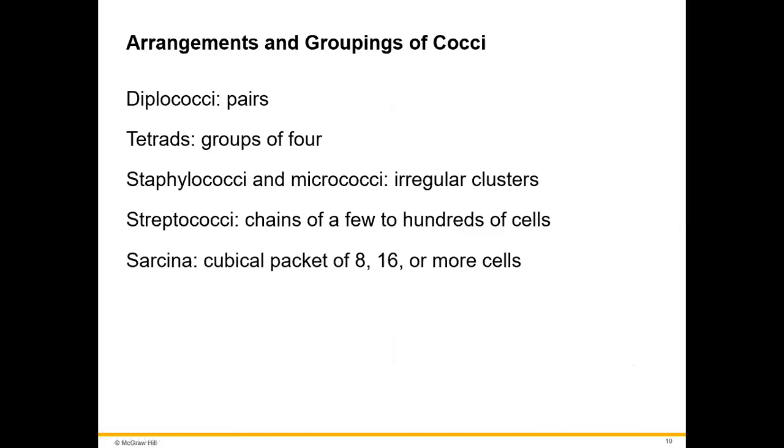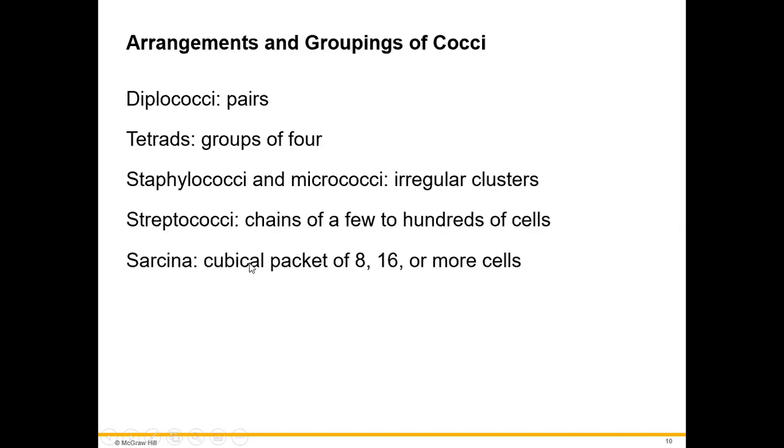Arrangements and grouping of the cocci, which are the spherical shape. There's Diplococcus, which are always in pairs. Tetrads are always in fours. The Staphylococcus and the Micrococcus are these irregular clusters. The Streptococcus are in chains of just a few to hundreds of cells.